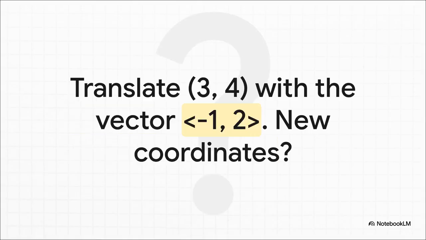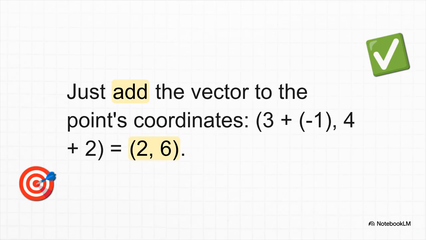Awesome job. All right, one last one for you. This time, a translation. We're starting at the point 3, 4, and we're going to slide it using the vector -1, 2. What's the new address for that point? And the new spot is 2, 6. You got it. We just add the vector to the point. 3 plus -1 is 2, and 4 plus 2 is 6. You're a natural at this.